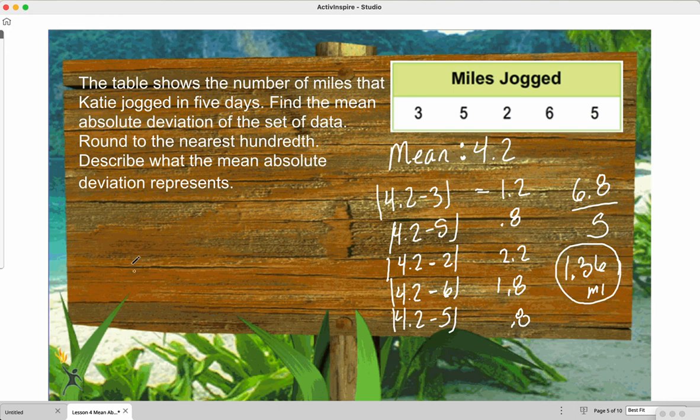And really what that means is she ran an average of 4.2 miles, but the absolute deviation tells us the typical difference of a run from that mean of 4.2. Either way, she could have run 1 mile, 1 1/4 miles, 1 4/10 miles. That's the average distance difference between each run. Okay? Now, it might not be 100% the same, but that's the average distance between the runs.